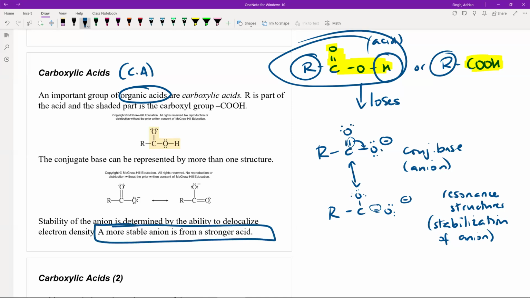So if that conjugate base can be represented by more than one resonance structure, that means that the anion, that conjugate base, is resonance stabilized. It's very, very stable, which means that it wants to lose the H plus. The acid wants to lose the H plus to become that stable conjugate base, or the anion, which means that acid then is going to be stronger than if that wasn't the case.